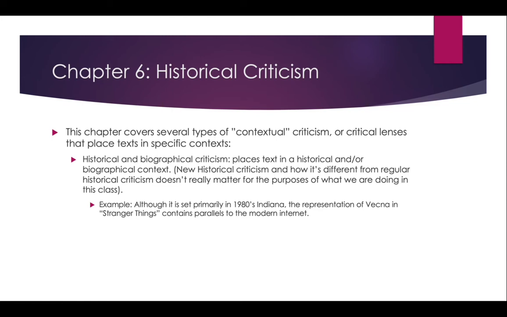The difference between historical criticism and new historical criticism kind of doesn't matter for the purposes of our class. The only difference between those two critical lenses or perspectives is that the view of history is different. And again, for the purposes of our class, that's kind of splitting hairs and it doesn't really matter. So read that section, enjoy it, but really just know that historical criticism simply places a text in a historical context. And biographical criticism similarly places a text in a biographical context.